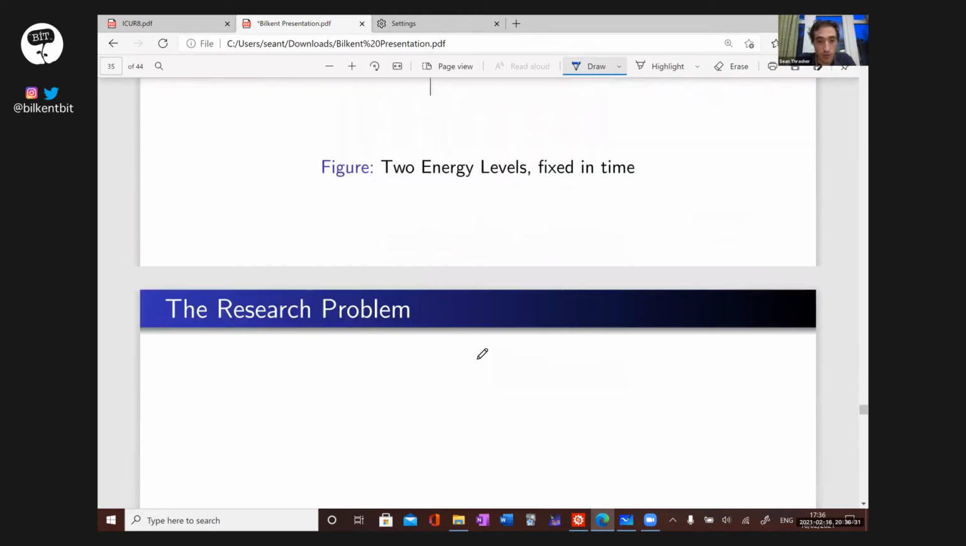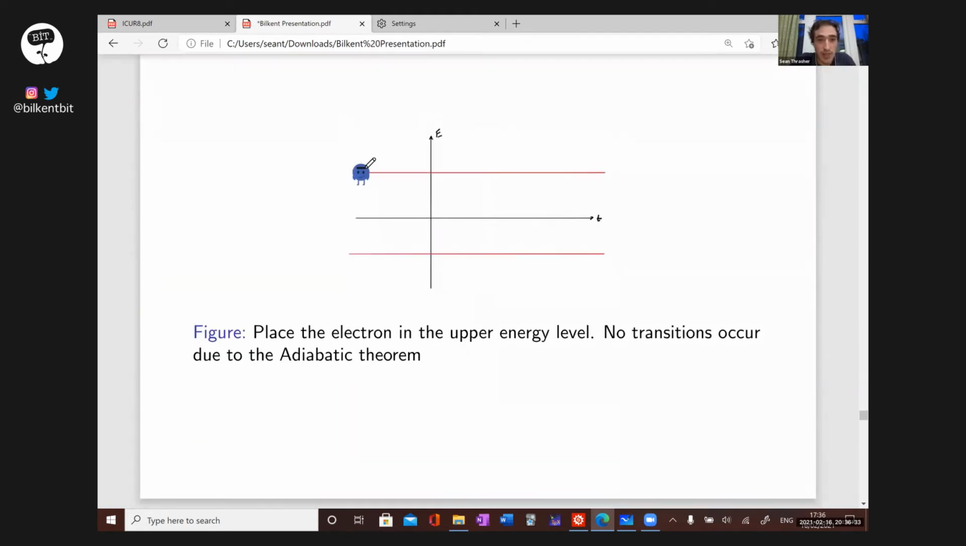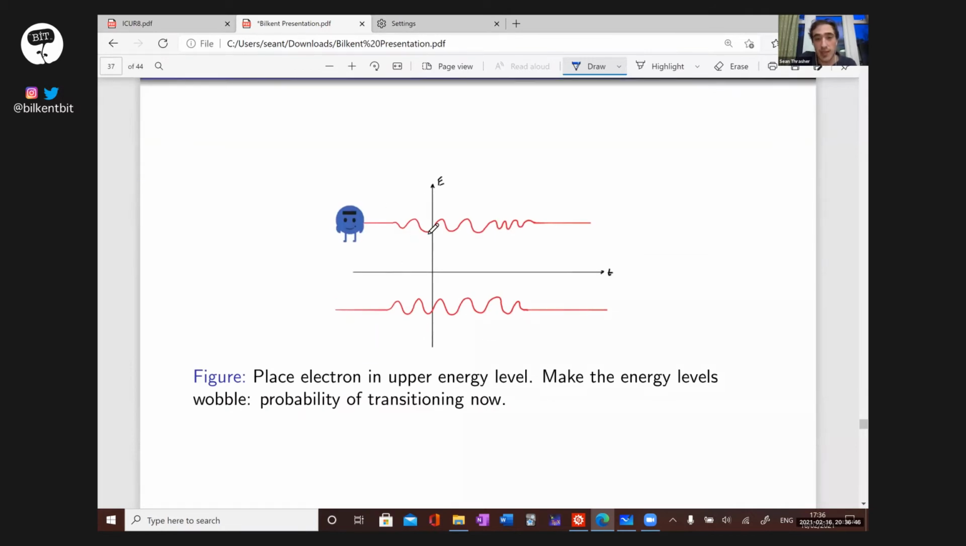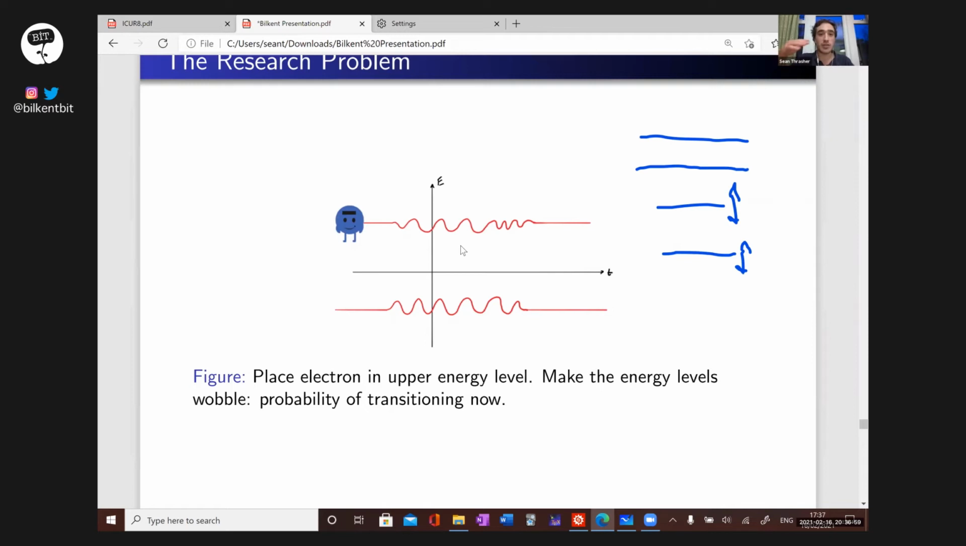So let's say I put my electron in the upper energy level and no transitions would occur. This has to do with the adiabatic theorem from before. Now, imagine that I make the energy levels wobble around a little bit. You have the energy levels like this, and then they move up and down. They oscillate, let's say, but very, very gradually. So my Hamiltonian is now dependent on time. So what's going to happen?